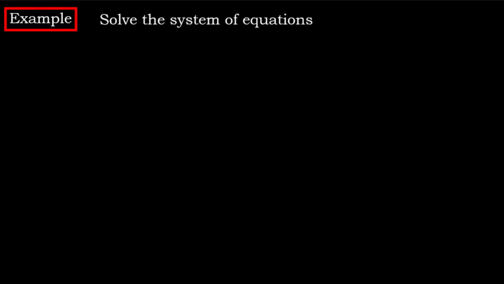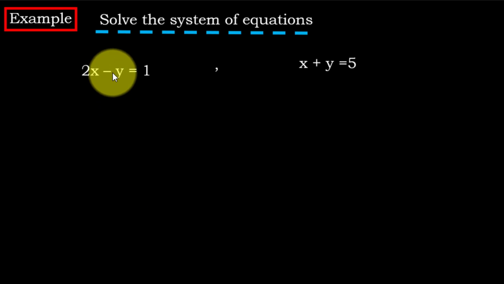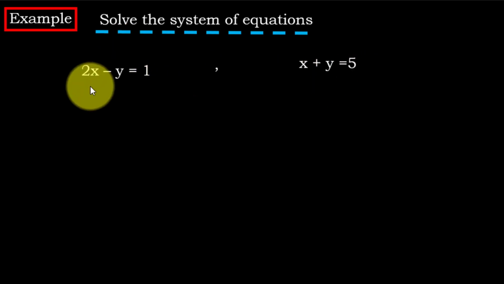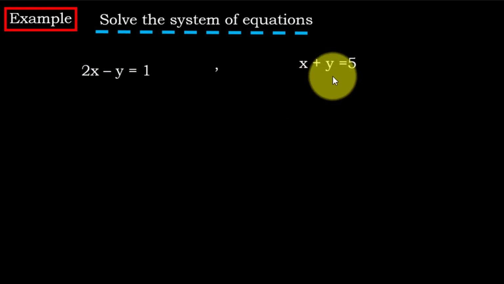Example, solve the system of equations. The first equation, 2x minus y equals 1, and the second equation, x plus y equals 5. If you look at the two equations, we note that the y variables are additive inverses. So if we add the two equations, we will get rid of the variable y, and we can solve now for x to find the value of x.